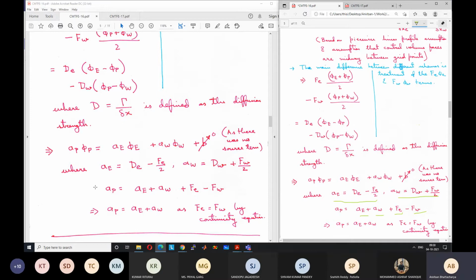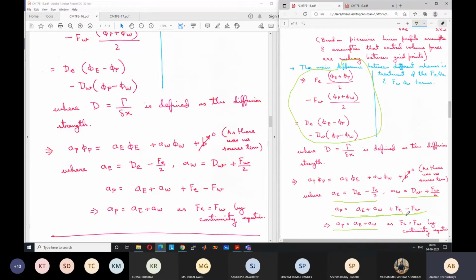If you just rearrange these terms and write them as AP phi P equal to AE phi E plus AW phi W, B will be 0. So you will get your AP as AE plus AW plus Fe minus Fw. This is the form you will get. But in general, we have seen previously that in most cases we find that AP is equal to AE plus AW.